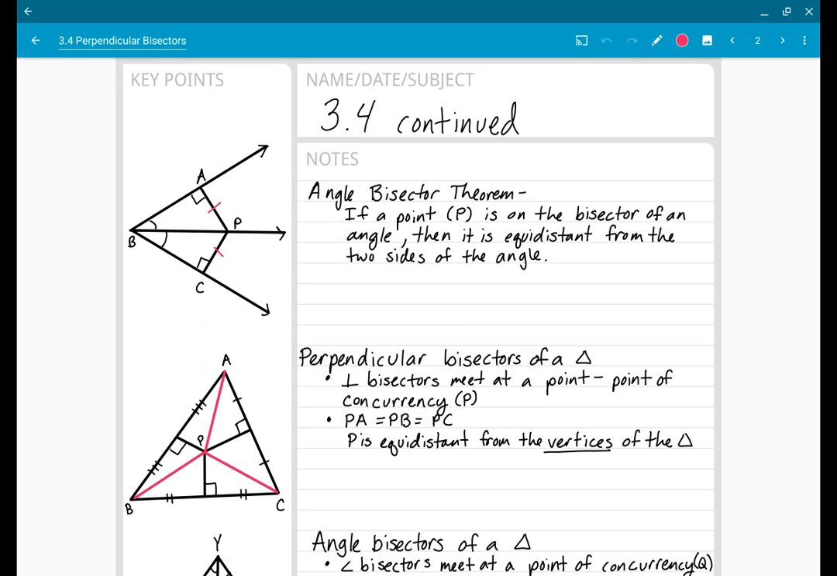So we have this diagram, and I've only added two little markings, the congruent markings from A to P and P to C, just to show that the distance from that point to the sides is the same. Now, the next two diagrams are very complex. I'm going to actually walk you through each one individually, but for now, you can get the text.